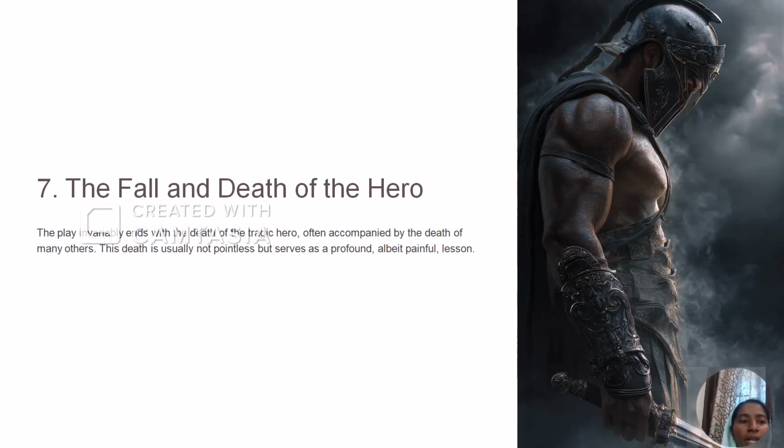The fall and death of the hero. The inevitable result of the tragic action is the fall and death of the hero. However, this death is not meaningless. It carries moral and philosophical significance, restoring order to a world disrupted by human error. In Macbeth, Othello, and Hamlet, the deaths of the protagonists bring justice, reconciliation, and awareness of human limitations. Thus, the tragic end becomes both a punishment and a revelation.